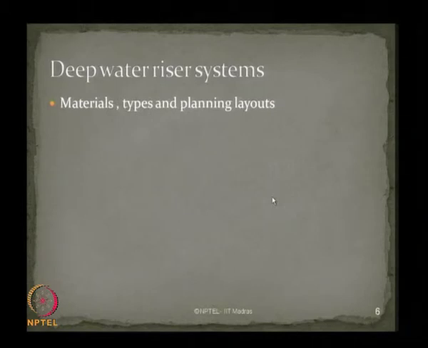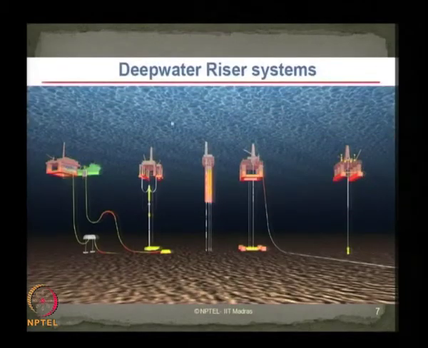Let us quickly see what are the different kinds of material, types and planning layouts which are connected to deep water riser systems. The deep water riser system, as you see in this figure, varies across different kinds of platforms as you see here. Ladies and gentlemen, depending upon the basis of understanding in lecture number 5 and 6 in module 1, you will be able to name at least a few of these platforms which have been shown here.